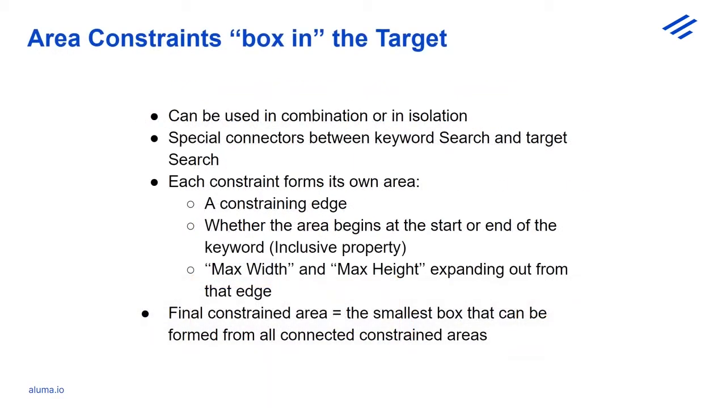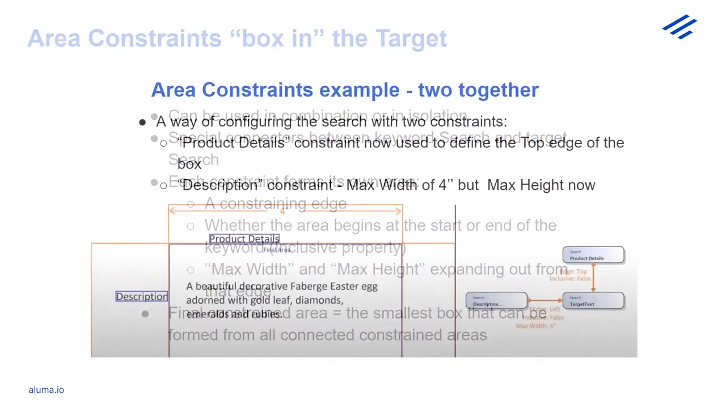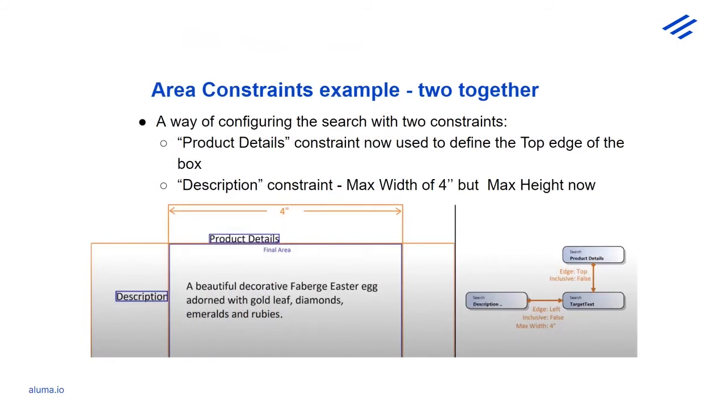When the software runs, it associates and groups the results that are logically close together to form the smallest or most constrained bounding box it can around each target search. A better solution may be to use two constraints, and in this case the maximum height could be left undefined for the description constraint, such that it goes on for infinity or until the edge of the page in both directions. The final smallest constrained area is now bound by the product details constraint at the top and the 4-inch maximum width of the description constraint, creating a sensible box which should capture all the text.